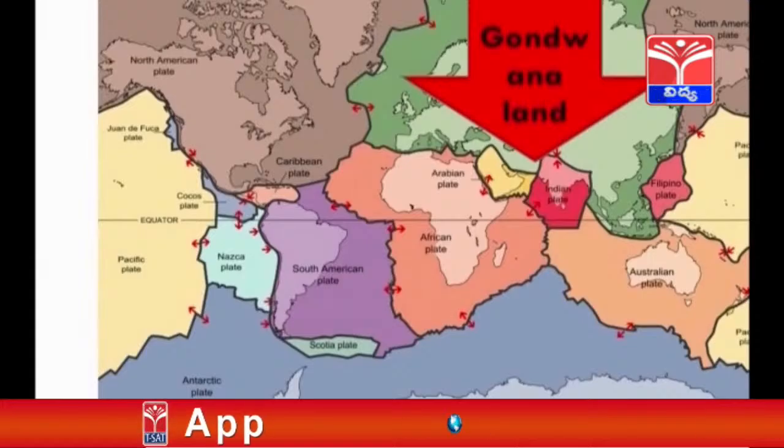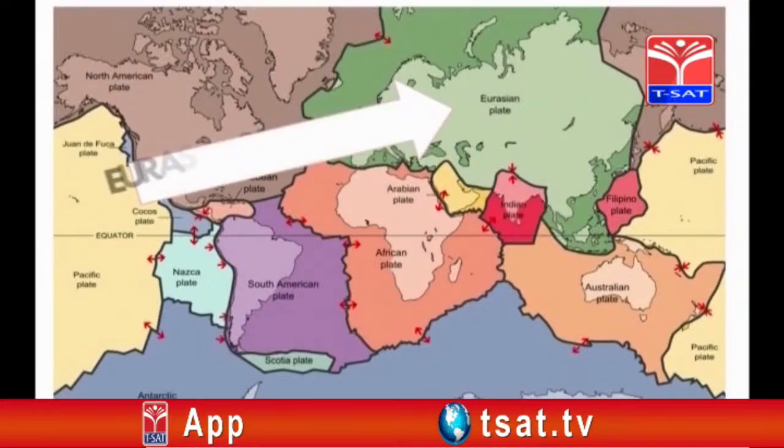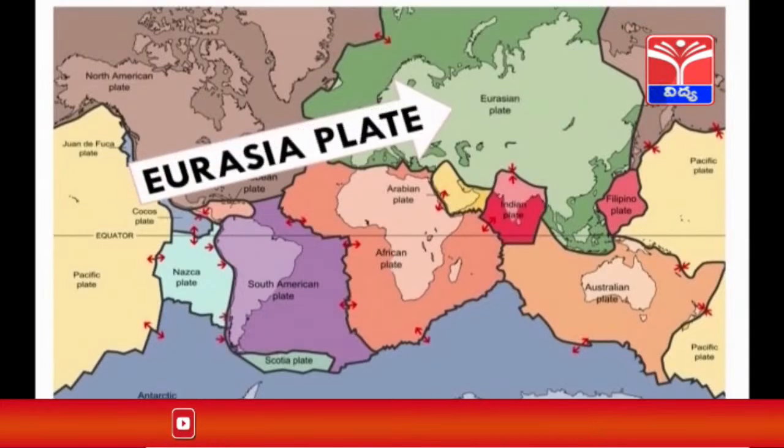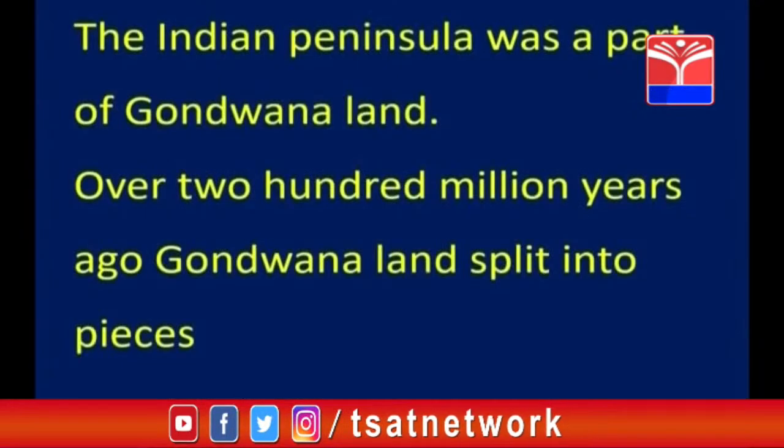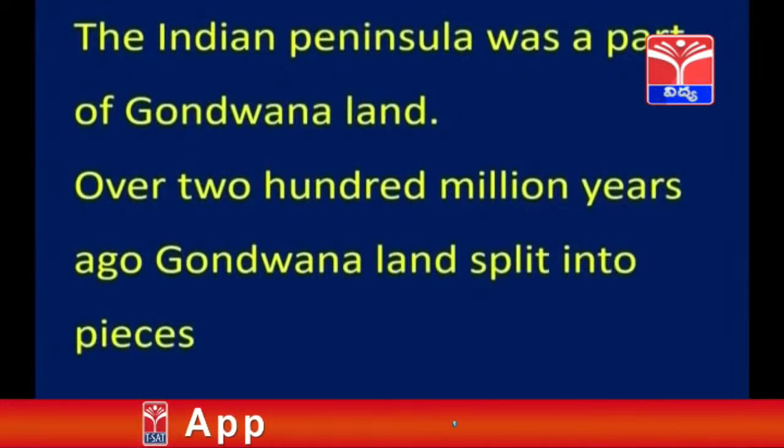Children, observe this land. And this is the Eurasian plate, which is towards the northeastern part of our Indian peninsula. The Indian peninsula was a part of Gondwana land. Around over 200 million years ago, Gondwana land split into pieces.